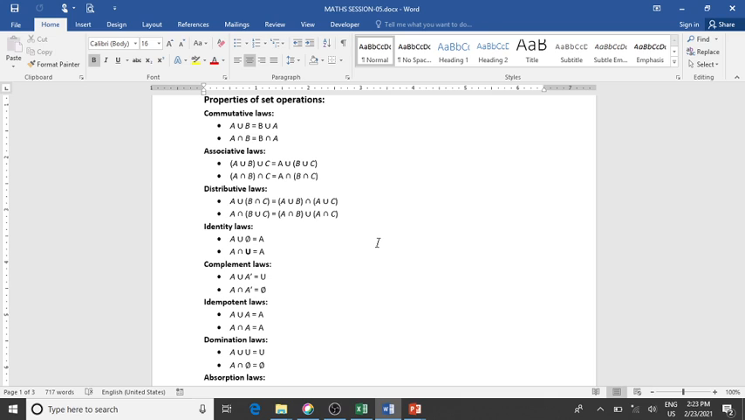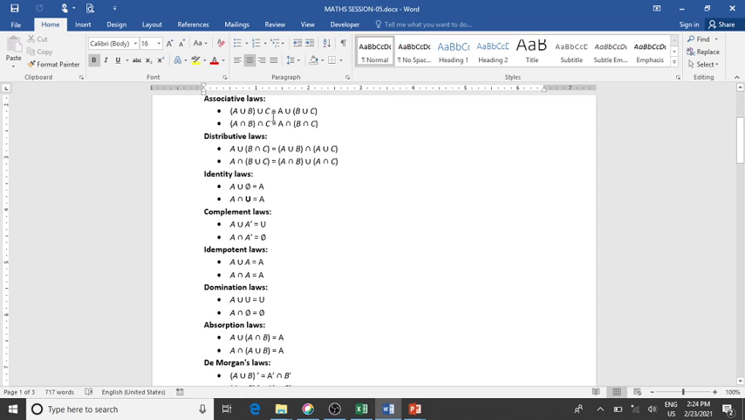Next is our distributive law. A union (B intersection C) is equal to (A union B) intersection (A union C), and A intersection (B union C) is equal to (A intersection B) union (A intersection C). Next is identity law. A union the null set gives A itself. Similarly, A intersection U, where U means the universal set, yields A only.